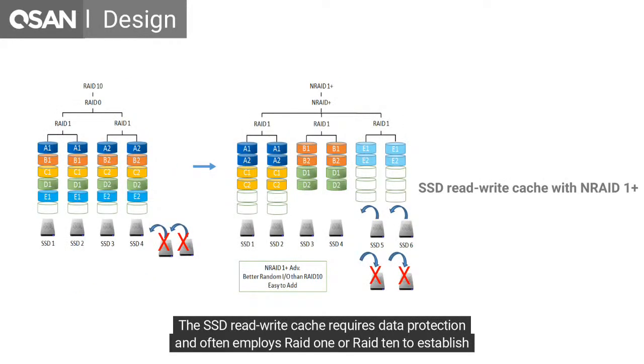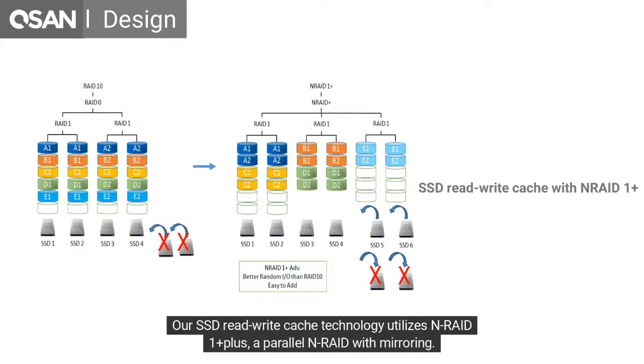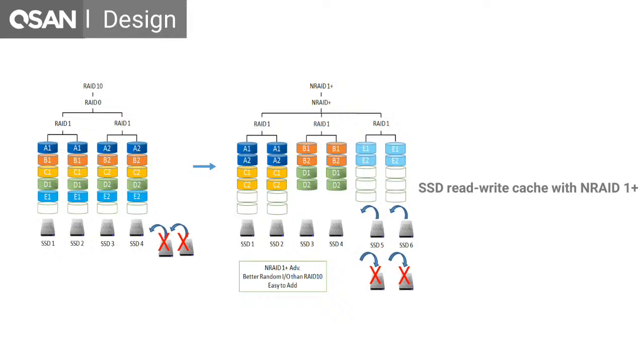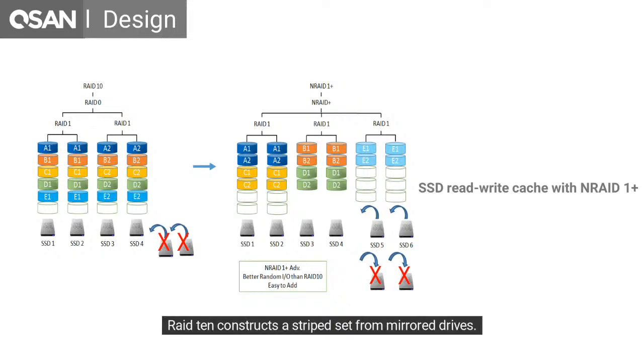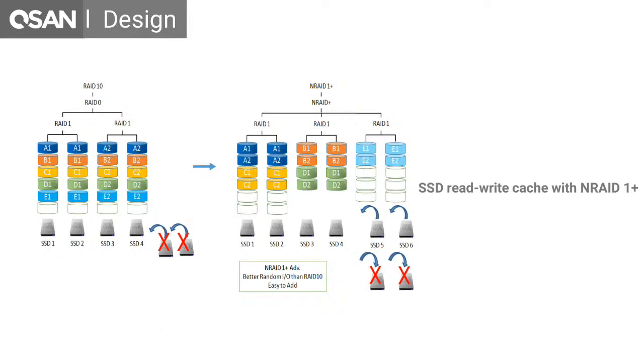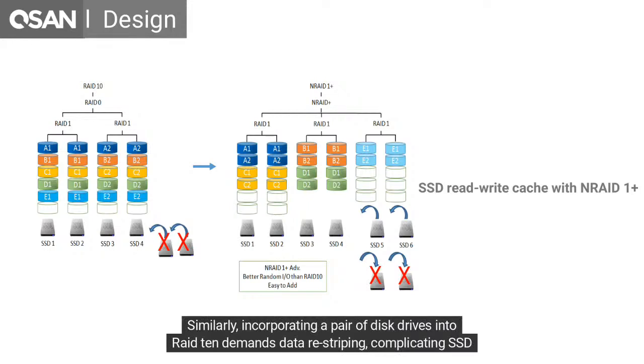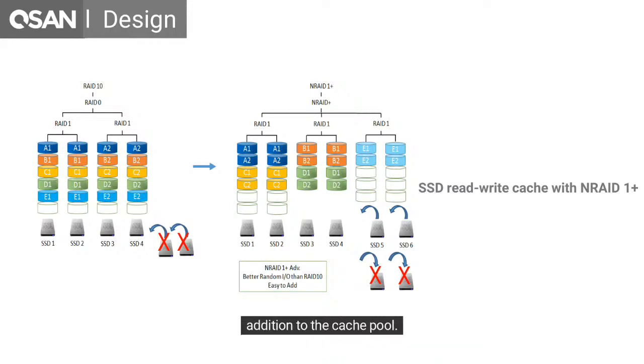The SSD read-write cache requires data protection and often employs RAID 1 or RAID 10 to establish cache storage. Our SSD read-write cache technology utilizes nRAID 1+, a parallel nRAID with mirroring. RAID 10 constructs a striped set from mirrored drives. Similarly, incorporating a pair of disk drives into RAID 10 demands data restriping, complicating SSD addition to the cache pool.